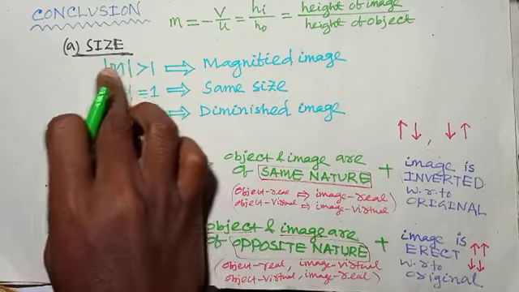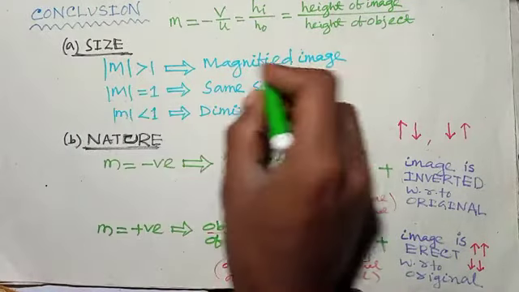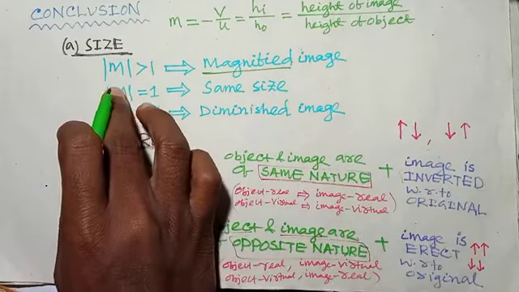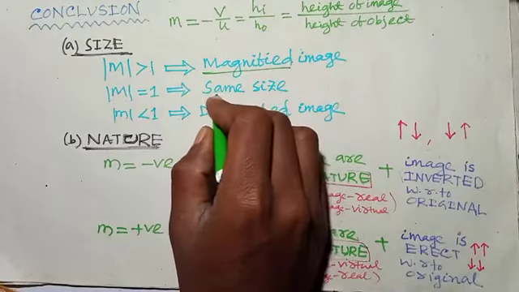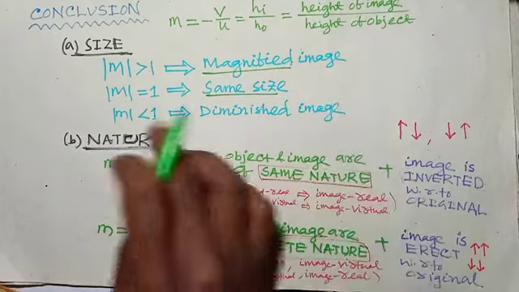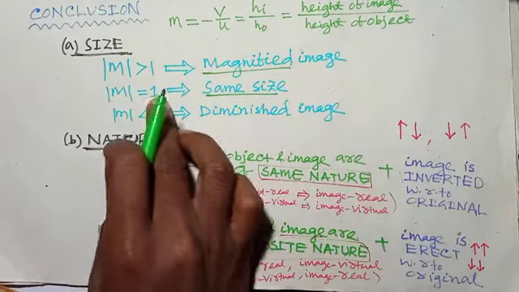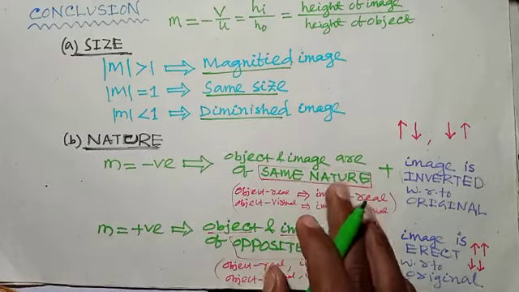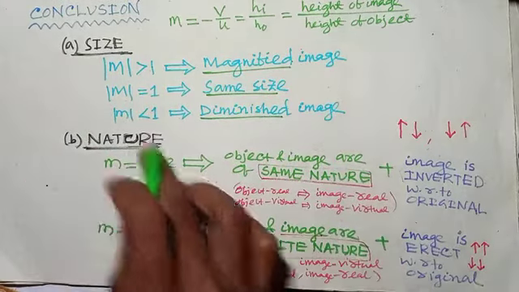Now if the modulus of M is greater than 1, that means your image is magnified. When the magnitude of M equals 1, then the image is the same size. When the magnitude of M, that is mod M, is less than 1, that means your image is diminished. Okay, now let's see the nature of the image.